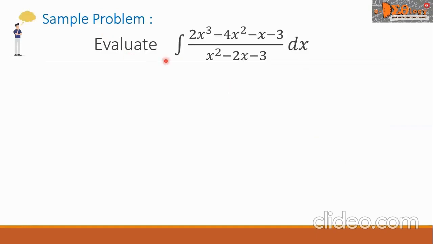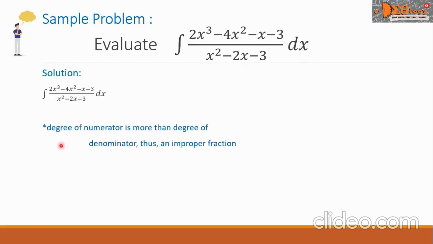Evaluate the integral of this rational function, 2x cubed minus 4x squared minus x minus 3, all over x squared minus 2x minus 3 dx. Let us copy this problem down here. Take note that the degree of the numerator is more than the degree of the denominator. Thus, this is an improper fraction.